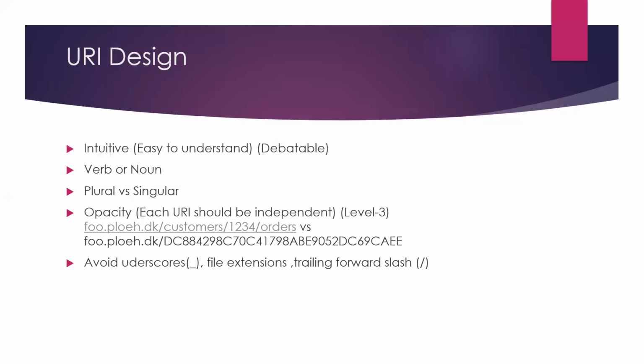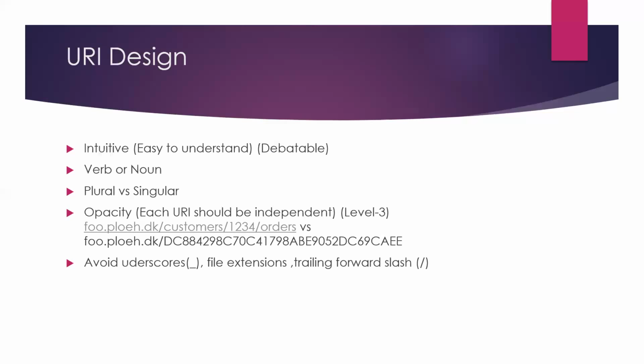But in case you later decide to change the structure of your URI, let's say you decide to put orders in the first place and 1234 in the second place, then the client code might break. So it's not always a best practice, but it is considered as level 3. If you introduce opacity, it is considered as a level 3. If you don't consider the opacity, it is level 1 and level 2.